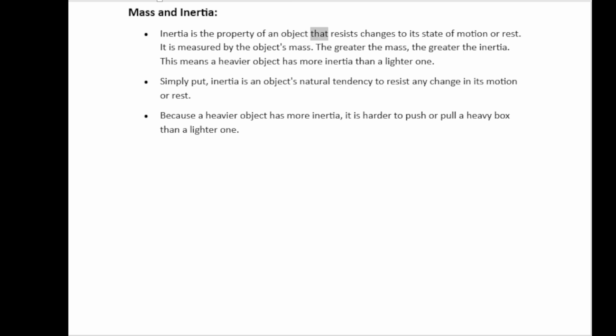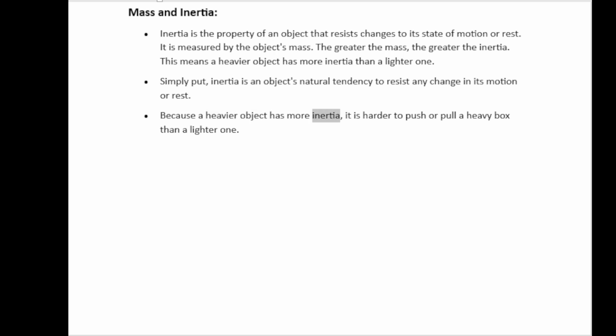Inertia is the property of an object that resists changes to its state of motion or rest. It is measured by the object's mass. The greater the mass, the greater the inertia. This means a heavier object has more inertia than a lighter one. Simply put, inertia is an object's natural tendency to resist any change in its motion or rest.